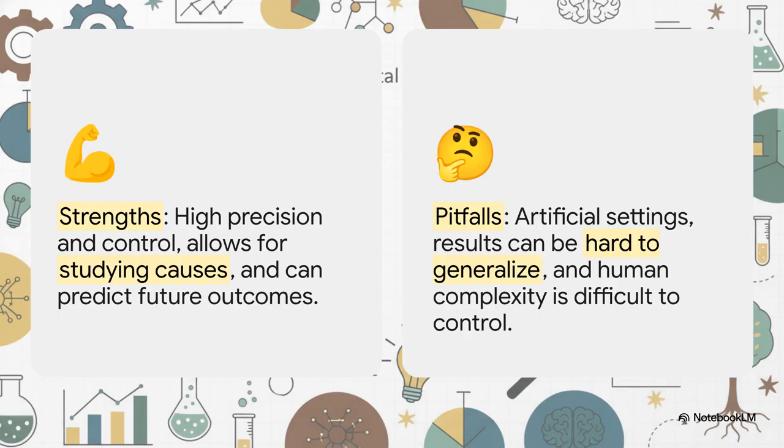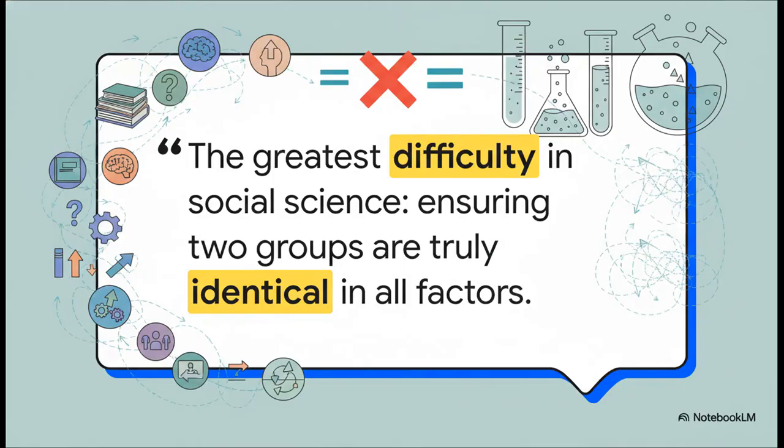And, of course, humans are just complicated. Man, this quote just hits the nail on the head. It really gets to the biggest headache for anyone trying to do this kind of research. Unlike chemicals in a beaker, you can't just create two identical groups of people. We all have different life experiences, different personalities, different levels of motivation. The list goes on and on.